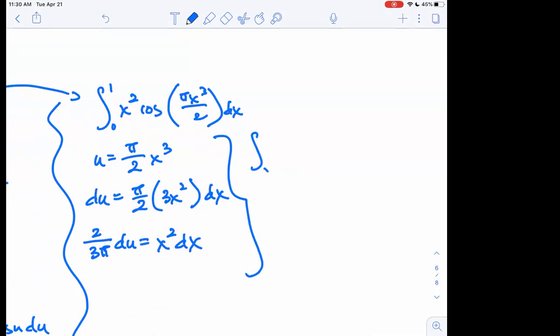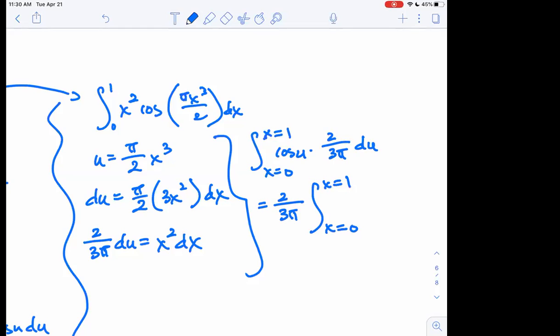The only difference is we have to write x equals 0, x equals 1 of, let's see, cosine u times 2 over 3 pi du. And that's going to give us 2 over 3 pi integral from x equals 0 to x equals 1 of cosine u du, which is going to give me 2 over 3 pi sine of u, x equals 1, x equals 0.